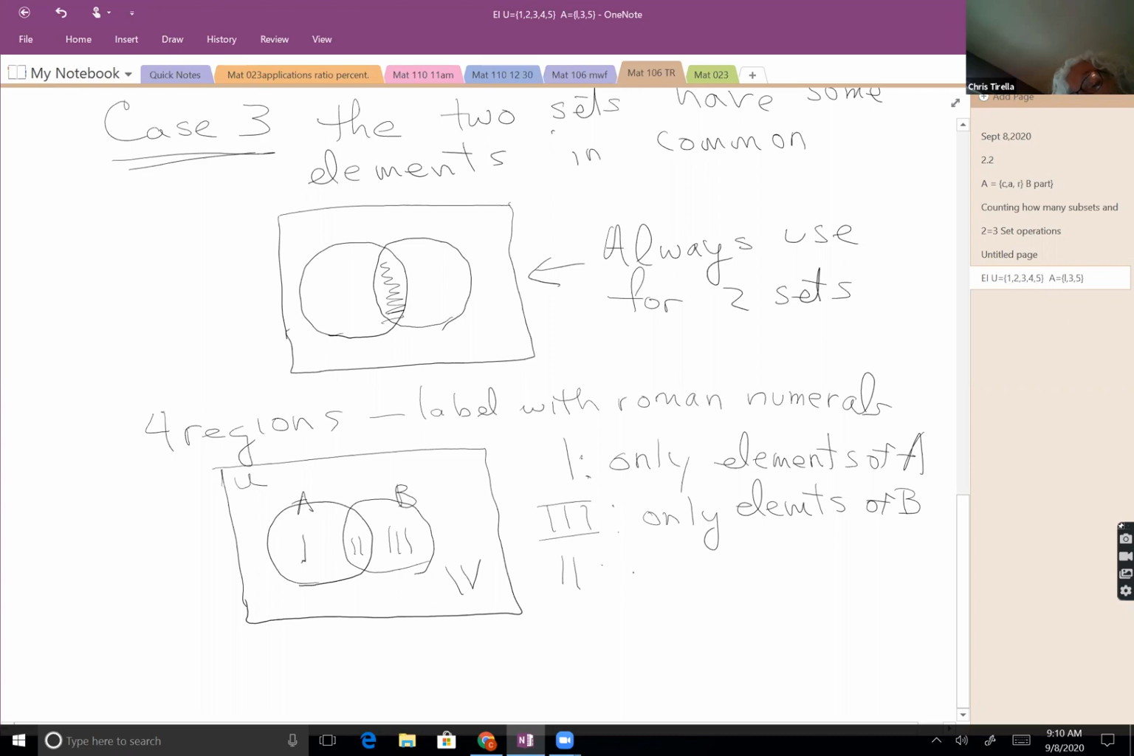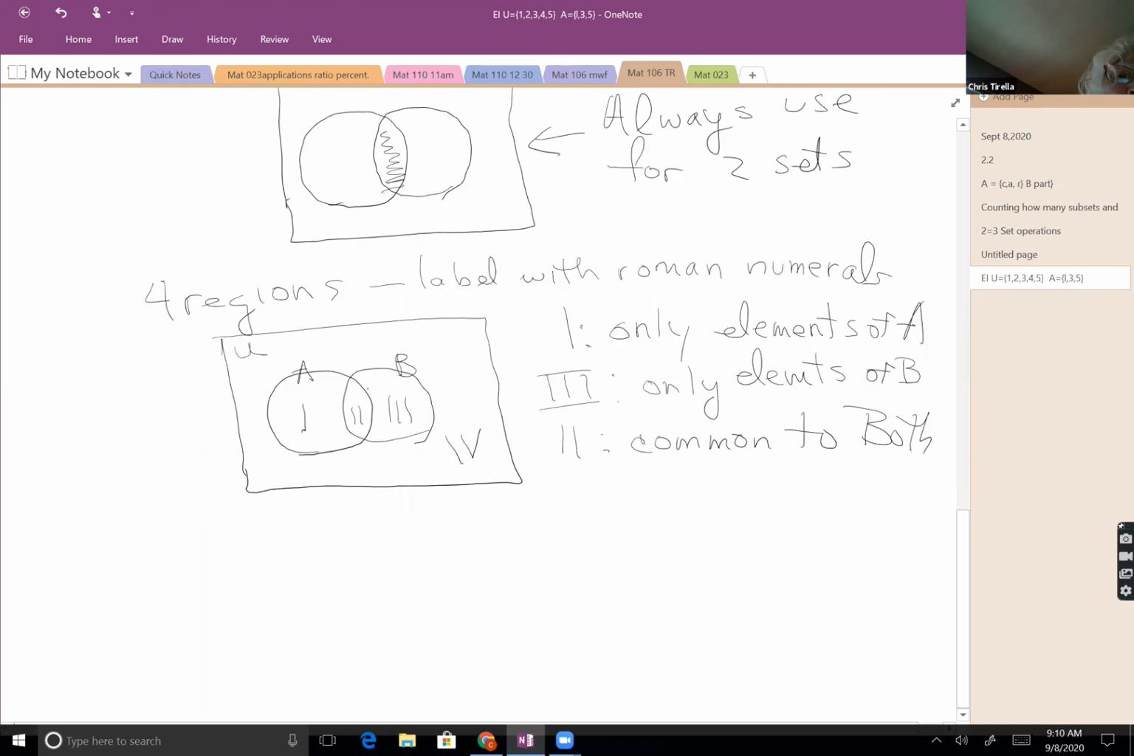Region 2 would be the region common to both. And if I had that second case, all of B would be in here. Everything in B would be in A, and region 3 would be empty. And then region 4 would be the complements of both, outside of both. And so if things are outside of both sets, there will only be elements in region 4.